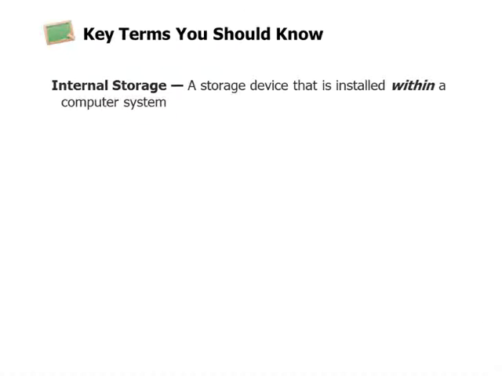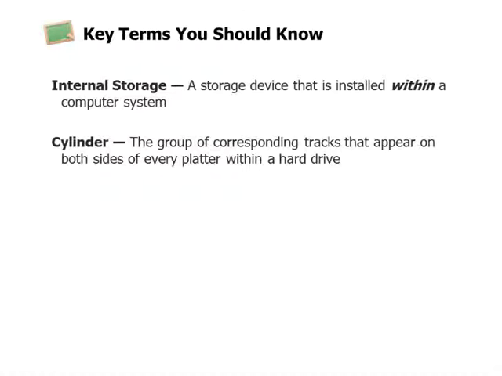So just as we wrap up, let's look at just some terms to remember. Internal storage, this is a storage device that is installed within a computer system, meaning internally, such as the drive bays and so forth. A cylinder is a group of corresponding tracks that appear on both sides of every platter within a hard drive. If you remember our diagram, we showed 3 platters. You had tracks on each one, and the cylinder was the summary of all those tracks on each platter all the way through.